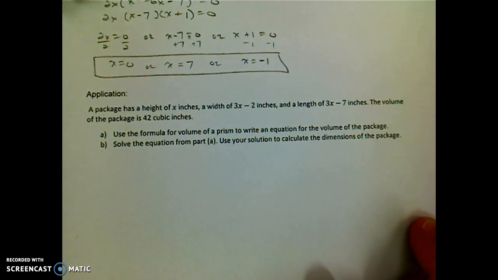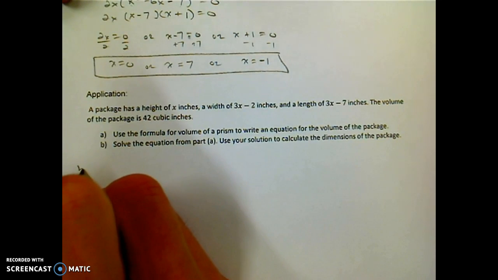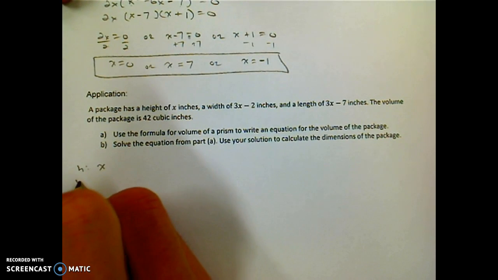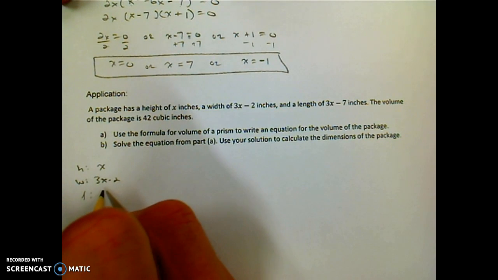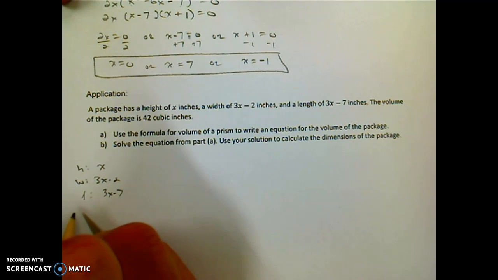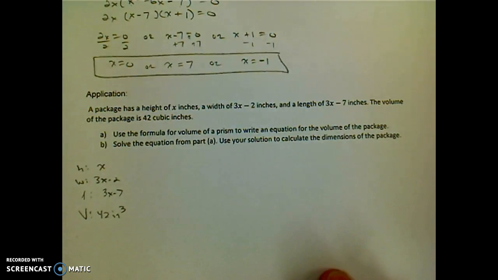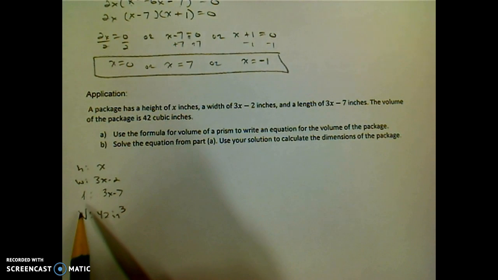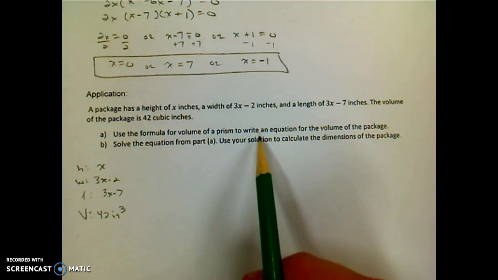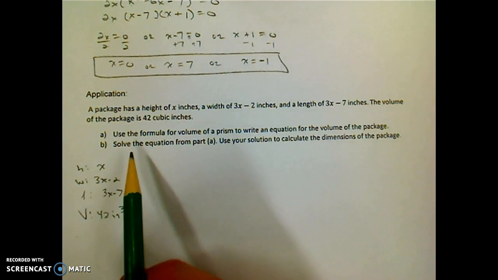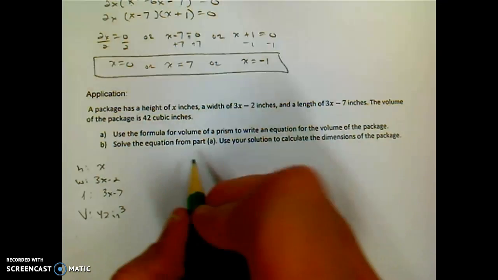Let's take a look at an application, a word problem. So a package, and we're given some dimensions: a height of x inches, width of 3x minus 2, and a length of 3x minus 7, and a volume of 42 cubic inches. So height, width, and length, and a given volume. We're asked to use the formula for volume of a prism to write an equation for the volume of the package, and then to solve the equation and use that solution to calculate dimensions of the package.